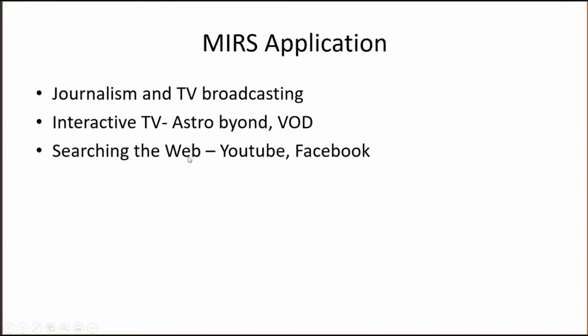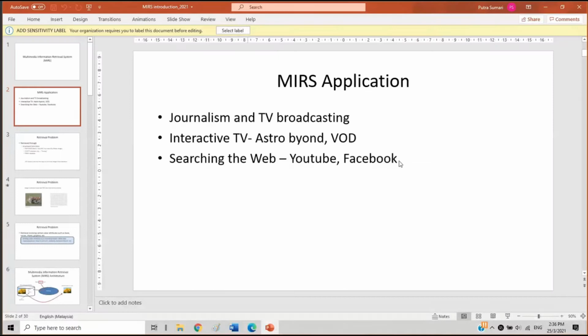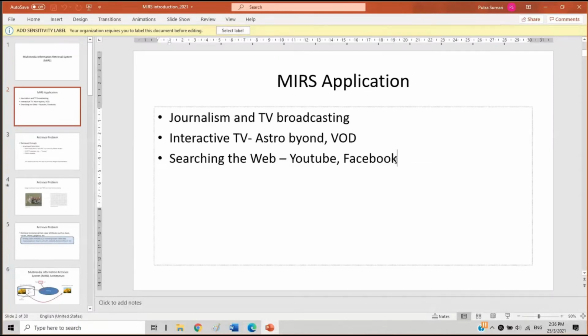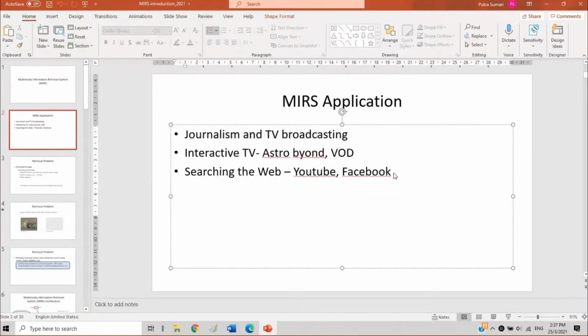The third one is YouTube and Facebook. This is the best example. YouTube has millions of videos, and Facebook has millions of videos and images and all those things. So I think you can imagine, retrieving something from YouTube is quite difficult. And I think there is also another thing that I can put here.